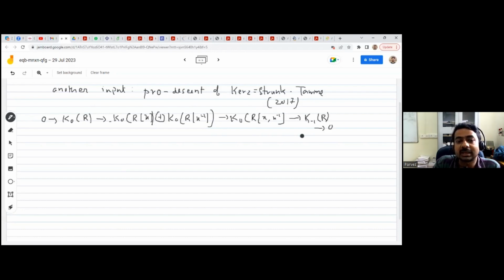Okay. So suppose I want to prove the negative K-theory, when I say monoid algebra, that K_{-1} of R[M] is 0 when R is regular.